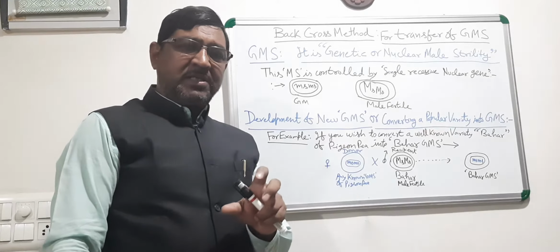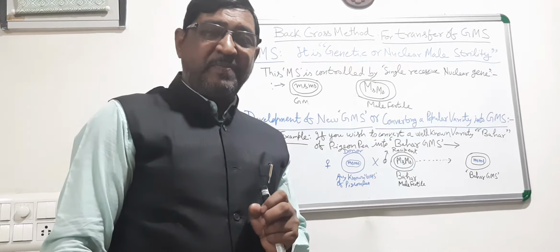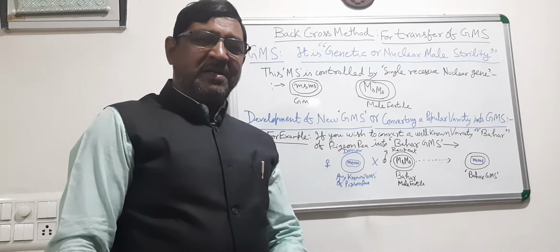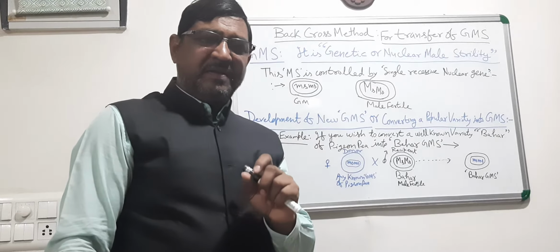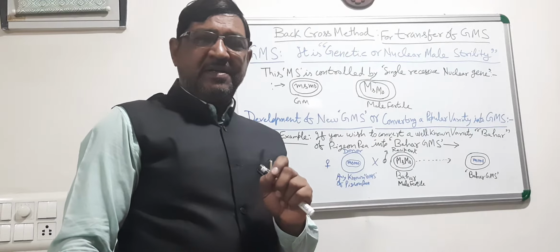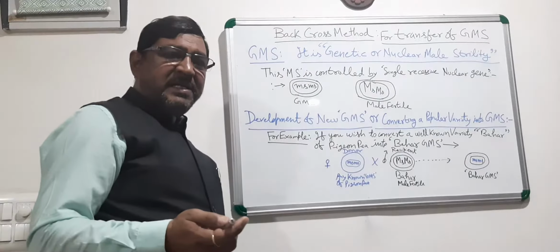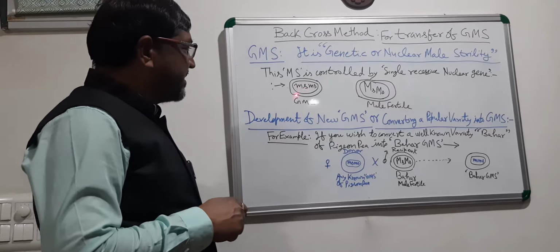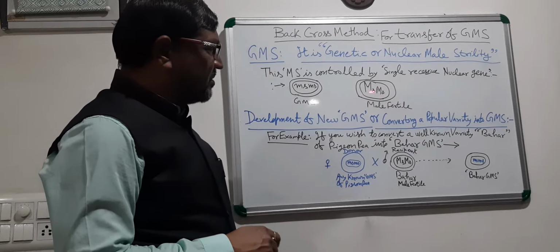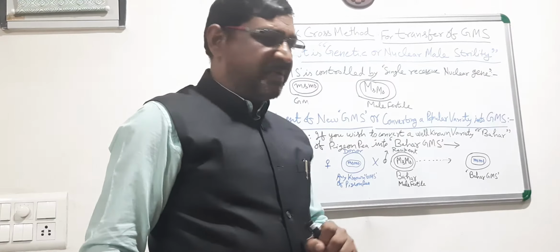GMS is known as genetic male sterility, or you can say nuclear male sterility, because this GMS is controlled generally by a single recessive gene located in the nucleus itself, and we are designating it as small ms. This is GMS, and the normal one, which is male fertile, we are putting as capital MS.